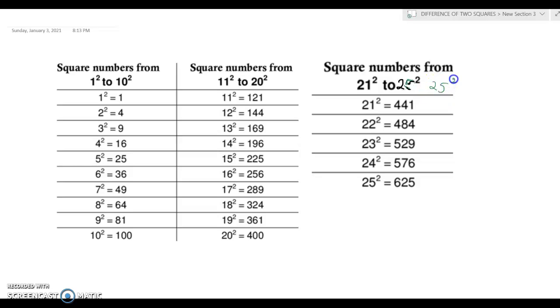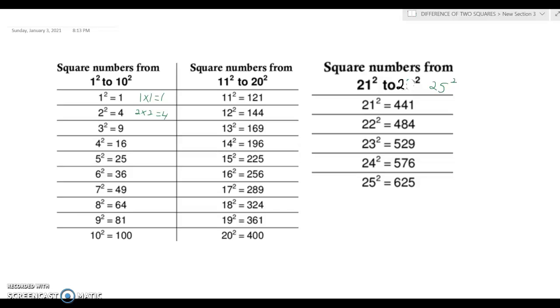So 1 squared, remember, when you square a number, it's the number times itself. 36, 49, 64, 81, 100. You need to just be familiar with these numbers up to 25 squared. It will be easier for you when you have to do a factorization question, and you'll know it's difference of two squares, because remember, difference of two squares is one squared term, take away another squared term.